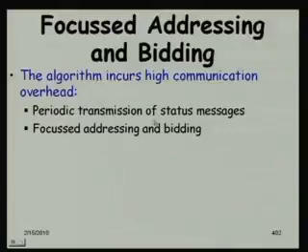So, these are the complexities in the communication. Two main components: transmission of status messages, and also the RFBs are transmitted and bids are sent.